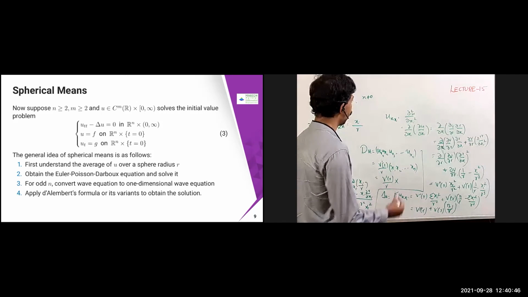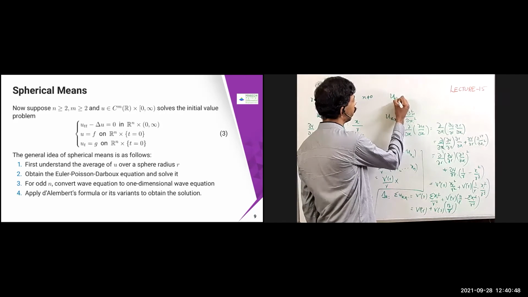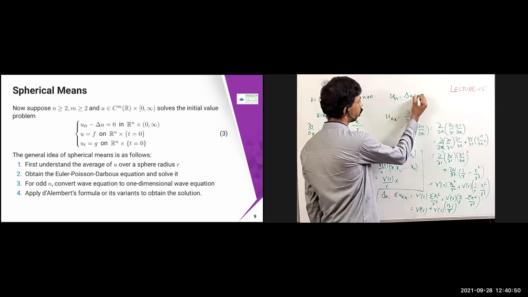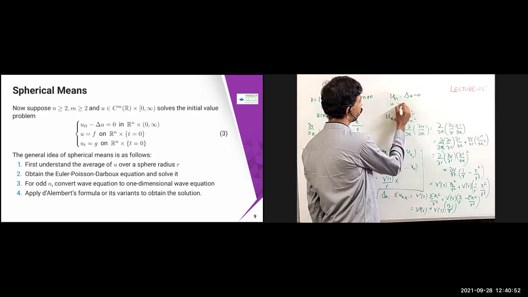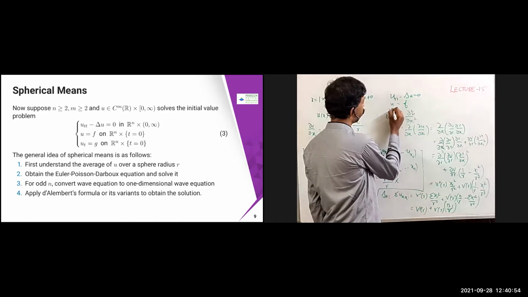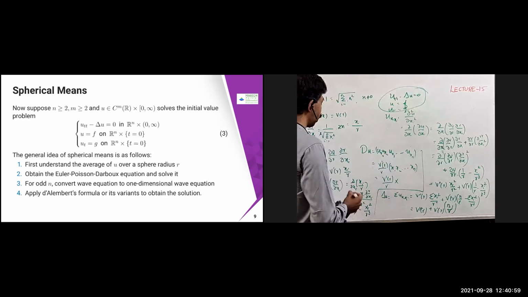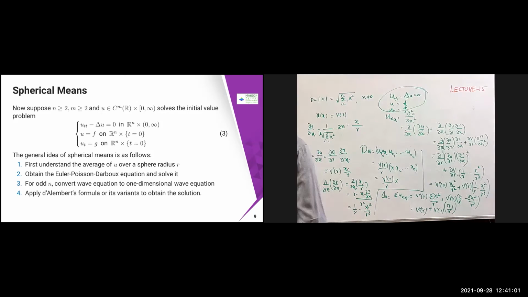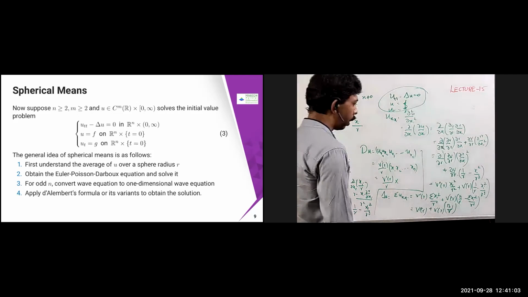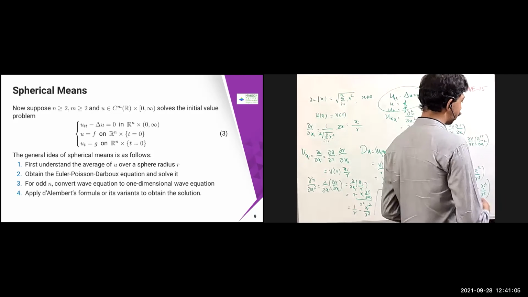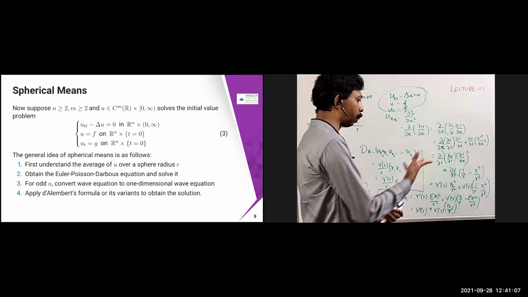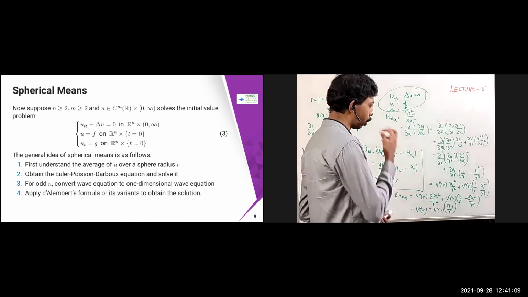That means the wave equation u_tt minus del u equal to 0, with u equal to f and u_t equal to g. This we have already seen and solved using different formulas for simple cases. Now we are going to obtain it for the n-dimensional case using the method called spherical means, which we have discussed. That is going to be useful here.